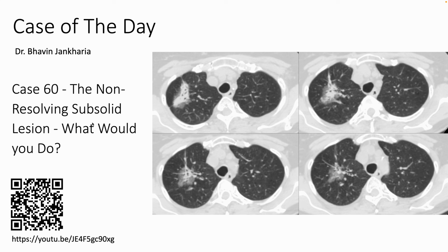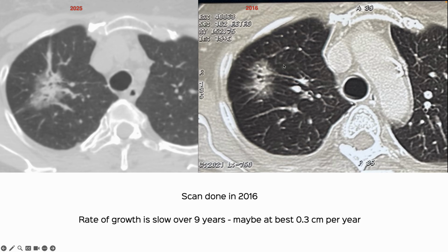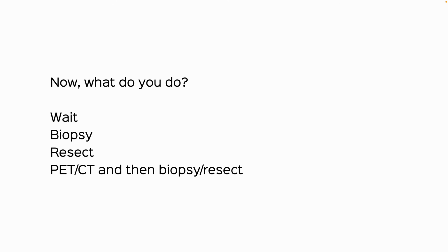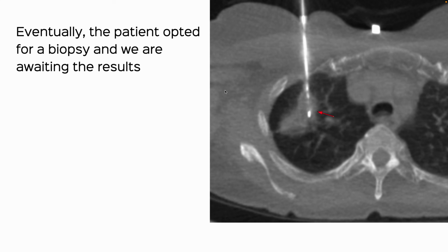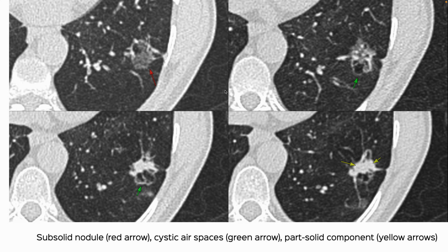And I had posed this question a couple of weeks ago when we were looking at this patient with the non-resolving subsolid lesion, and I asked, what would you do? Because the lesion had grown minimally to mildly over a period of 9 years. And these were the choices: wait, biopsy, resect. And I actually said that even if you waited with active surveillance, that would have been fine, or you could resect it right away. Well, the patient opted for a biopsy, and we're still awaiting the results.